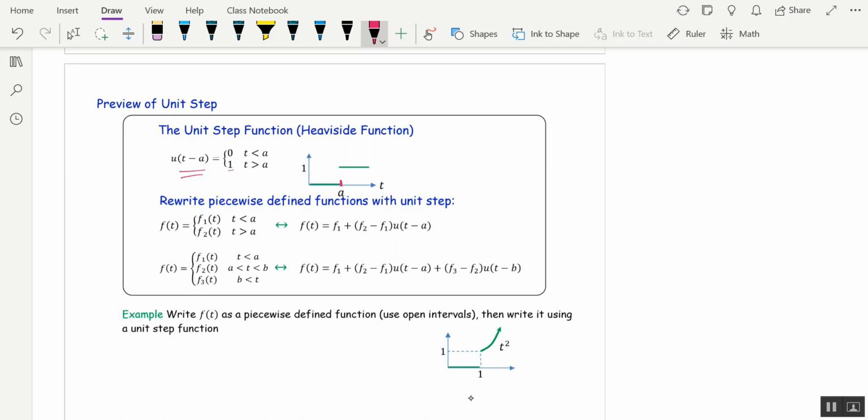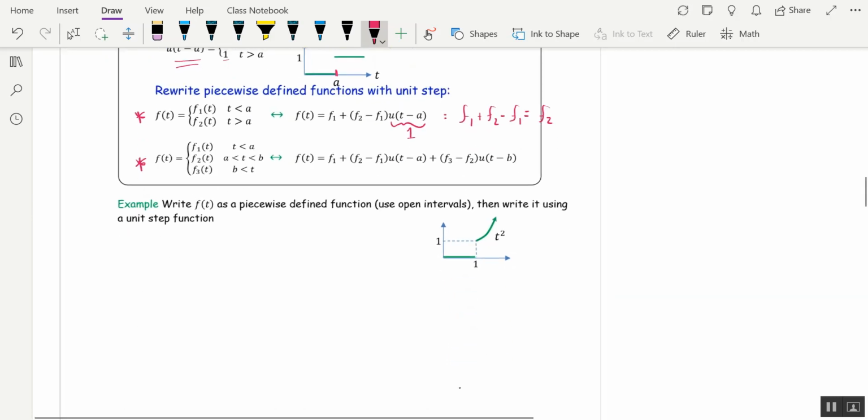And you can rewrite piecewise defined functions using these two formulas. By far the most common one is this one, and you really do need to memorize this. And let's just see why it works. If t is less than a, then this whole term drops out because u of t minus a is 0, and so you're left with f1. Great. If t is greater than a, then this is 1, and so what you end up with is f1 plus f2 minus f1, which is just f2. And that's what you wanted if t was bigger than a.